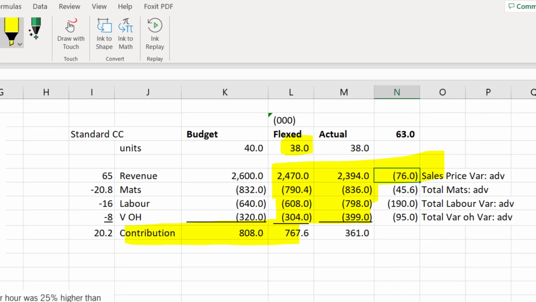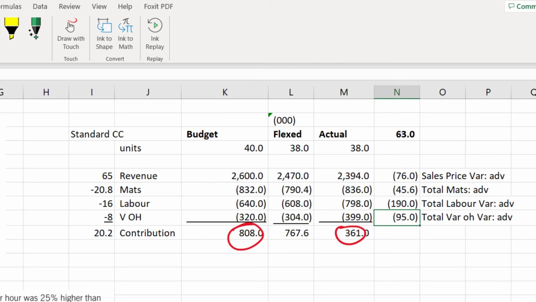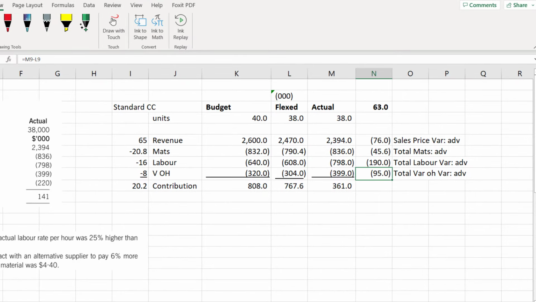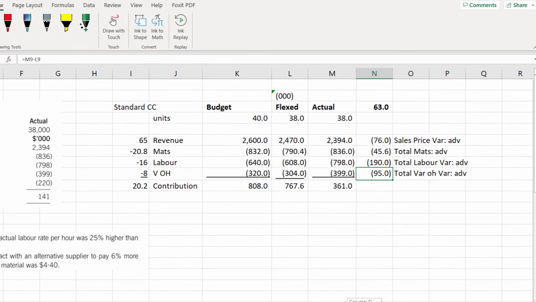Guys, now we understand why the actual results are different than the budget. We are lower. Our actual contribution is lower than our budget because we sold fewer units at a lower price and we overspent on every input. So we had a disastrous quarter. Now, when we come to the variable costs, we have to answer another question.